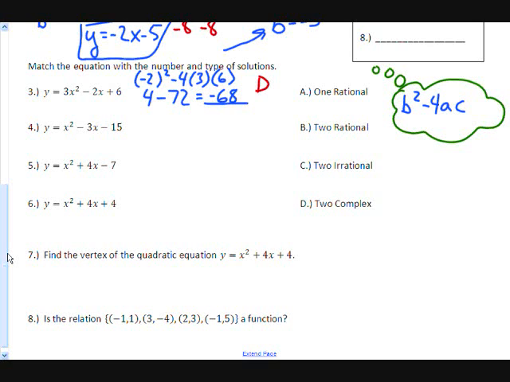In number 4, I do the same thing. I find the discriminant, so that's negative 3 squared minus 4 times a, which is 1, times c, which is negative 15.